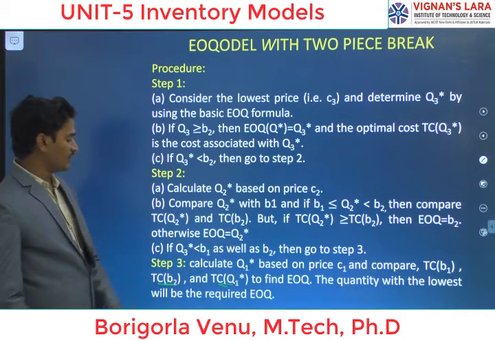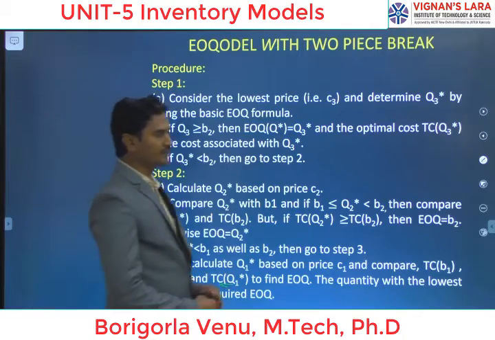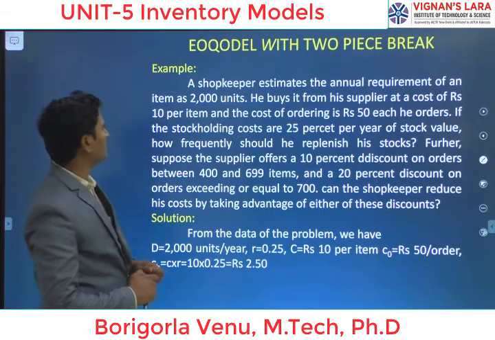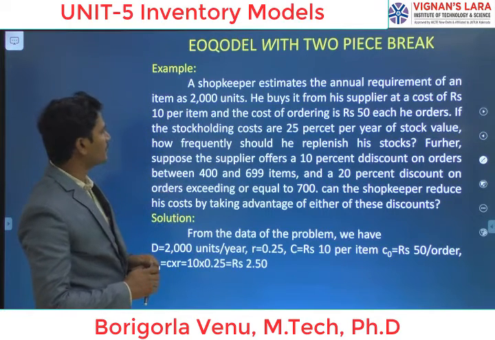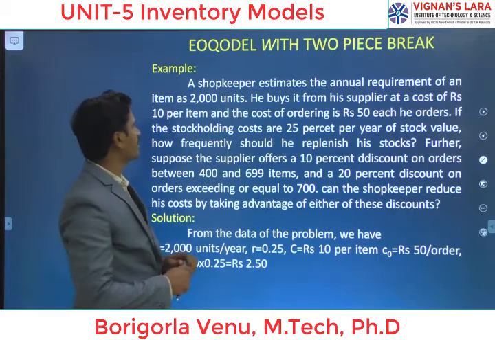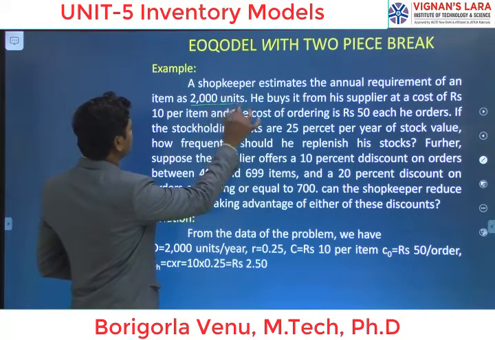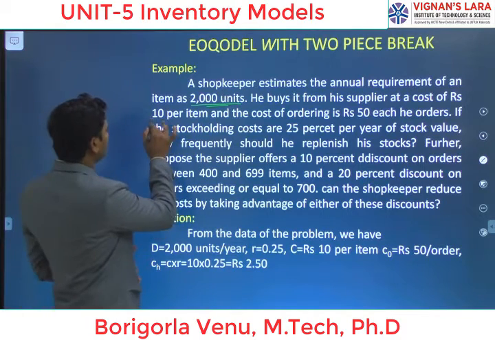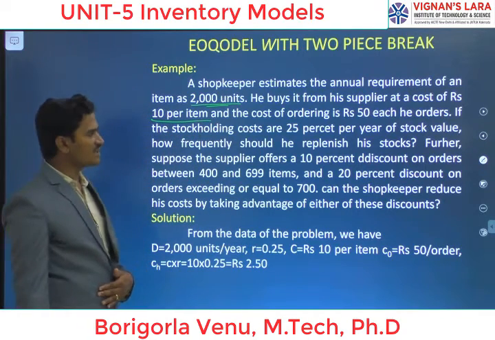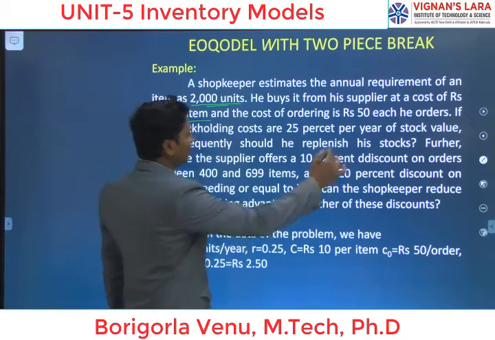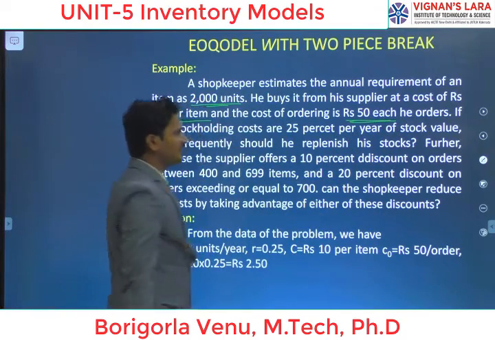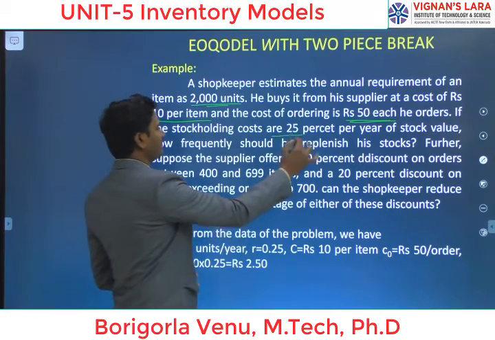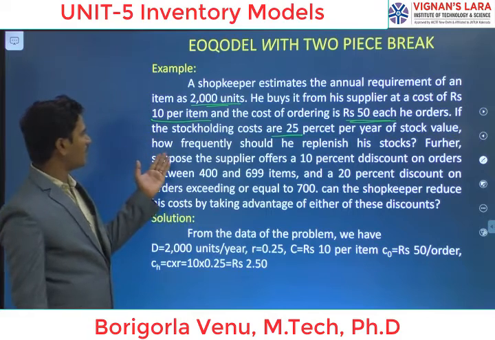Then after that we are going to calculate the lowest price. Here I am going to explain that procedure with an example. Here we are taking an example: the shopkeeper estimates the annual requirement of an item, that is 2000 units. He buys it from his supplier at a cost of 10 per item, and the cost of ordering is 50 for each order. If the stock holding costs are 25% per year of stock value, how frequently should he replenish his stocks?